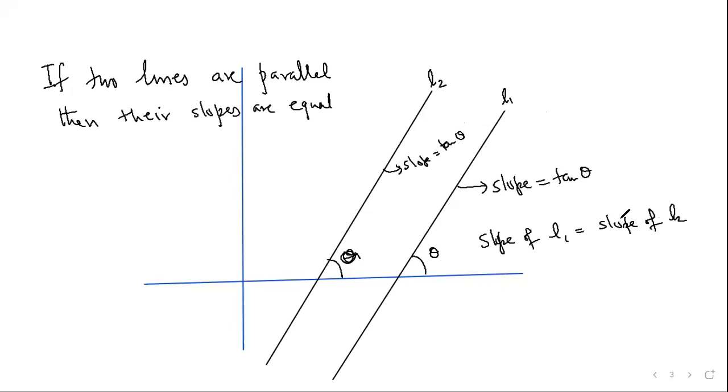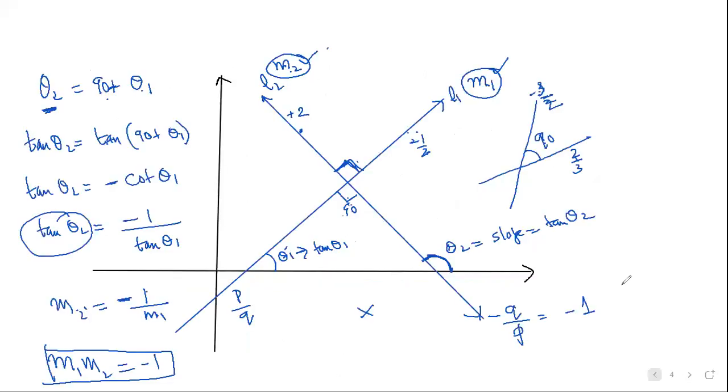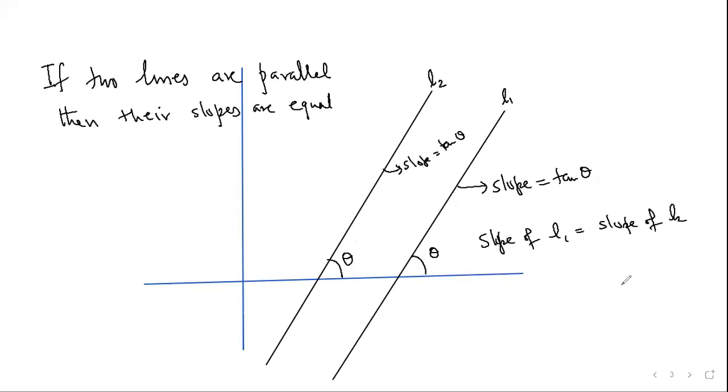Fine, everybody understood? Logical reasoning is clear. This is theta, and this is theta. Is the logical reasoning clear? Can I change to the next page? Yes, sir. Change the page.